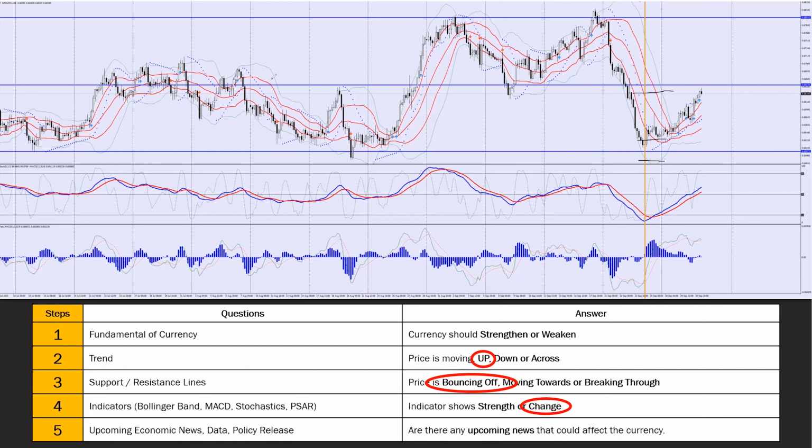So it comes back down to those five steps to tell me whether to buy, whether to sell, when to buy, when to sell.